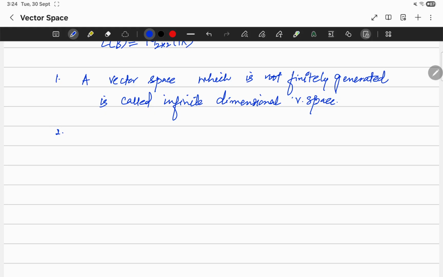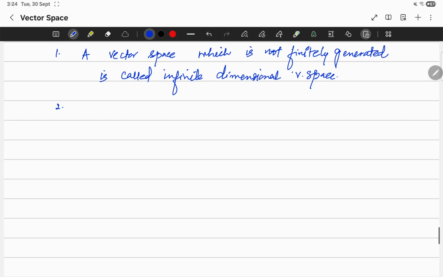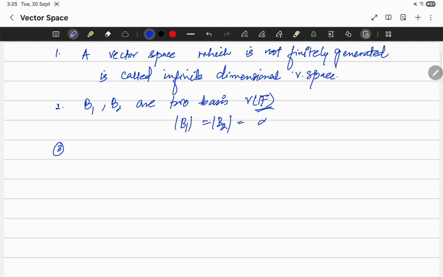Similarly, if B1 and B2 are two bases for any vector space V over F, then the cardinality of B1 is equal to the cardinality of B2. It means that even if you have an infinite basis for a vector space V, every basis should have the same number of elements, and that number of elements is called the dimension of V.